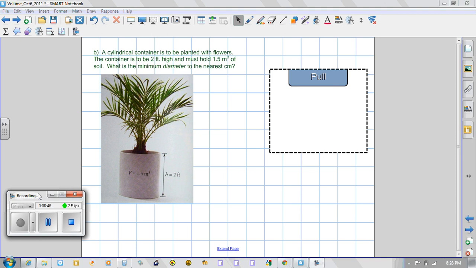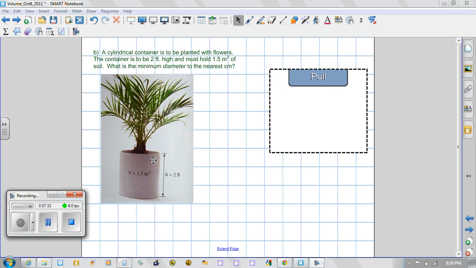So in this example, we have a cylindrical container, and it's to be planted with flowers. You can see my particular cylinder is home to what looks like some kind of palm tree. The container is going to be 2 feet high, and it has to hold 1.5 cubic meters of soil. What is the minimum diameter to the nearest centimeter? Recall that the diameter of a cylinder is a line segment, specifically called a chord in a circle, and it's the longest line segment, and it happens to go through the center of the circle.